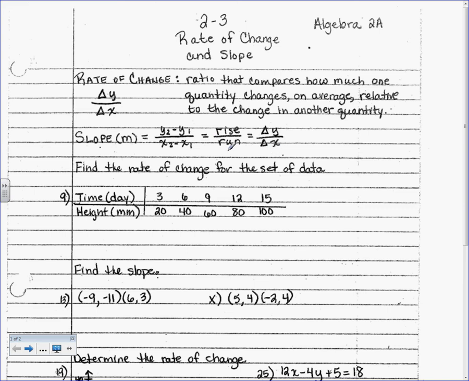So let's pause here for just a moment. When you have two ordered pairs, x, y, you can call one x1, y1, and you can call the other x2, y2. It doesn't matter which one as long as you're consistent. So the change in the y's goes in the numerator, and the change in the x goes in the denominator.